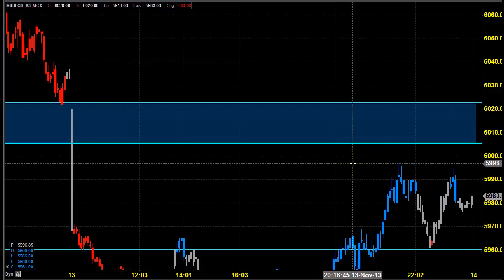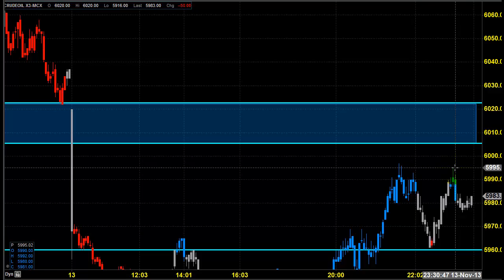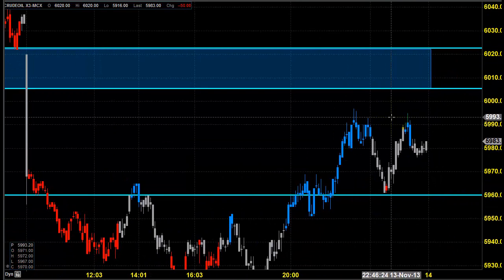Now I had extended this blue color box because this is going to be the key reference zone for us for trading in commodity, for trading in crude oil, particularly for this week. So what can we do today, how can we position ourselves for trading in the crude oil market?